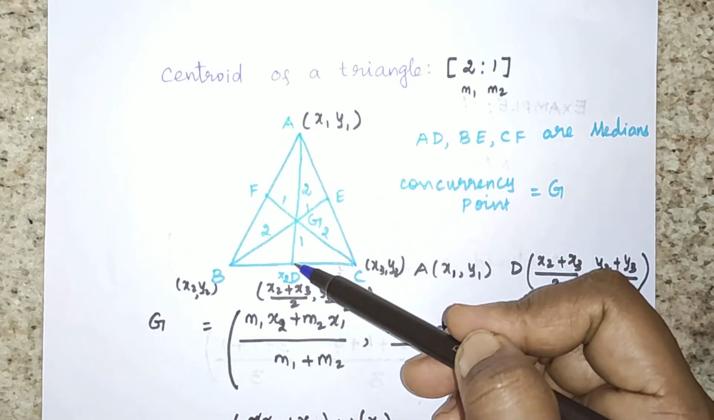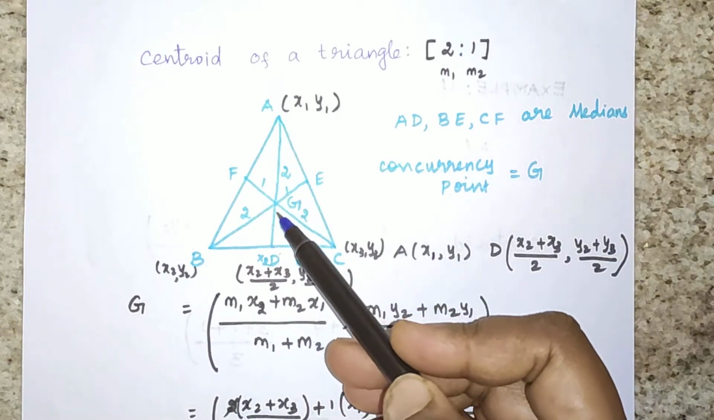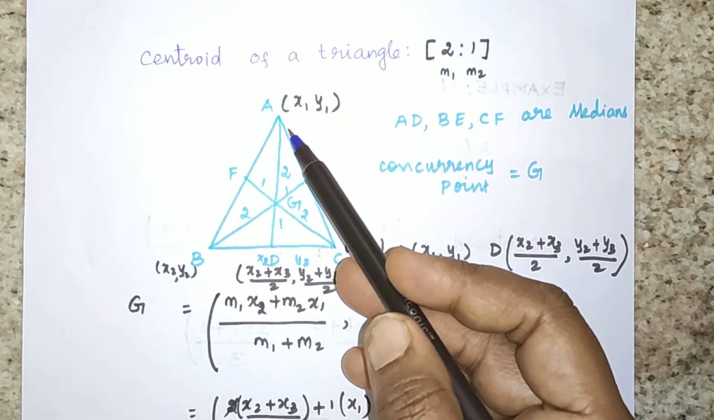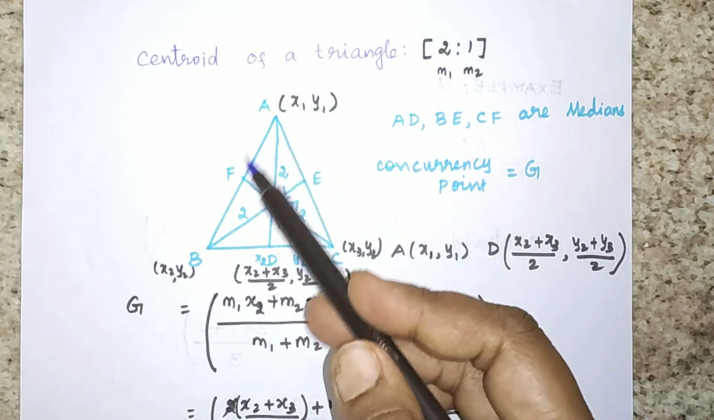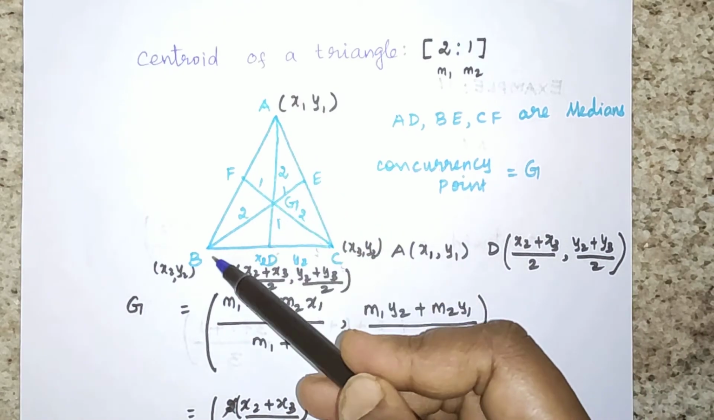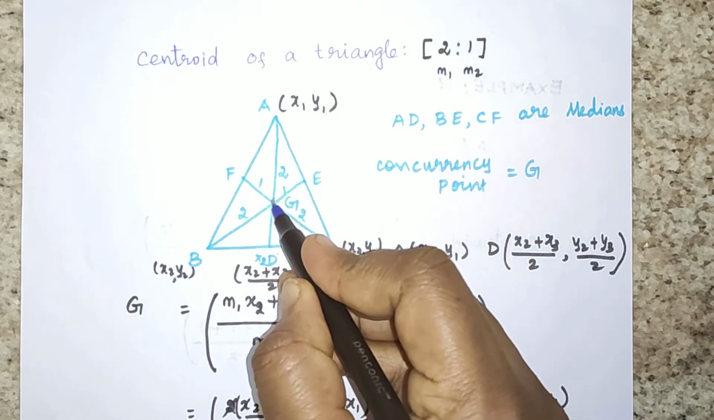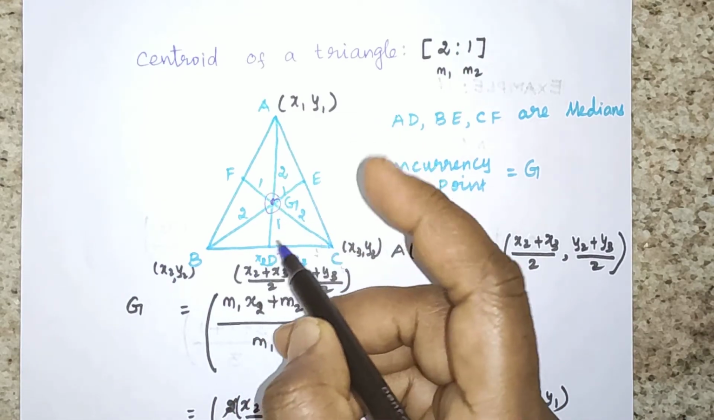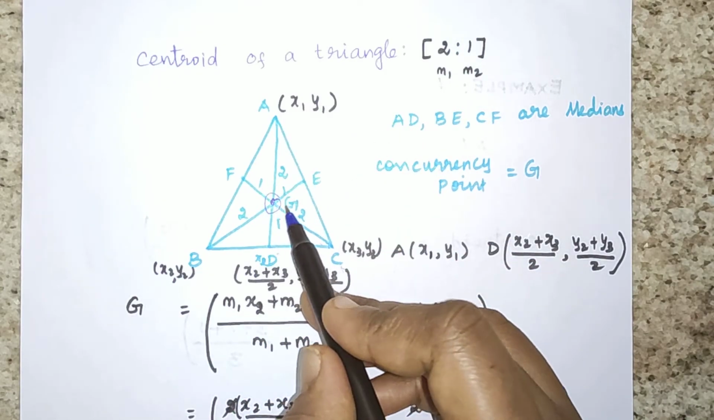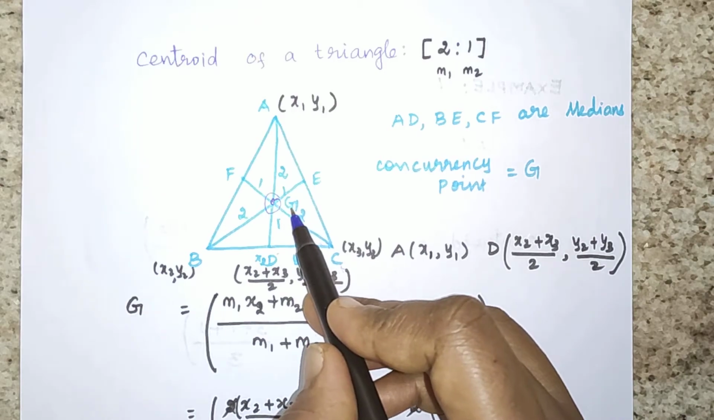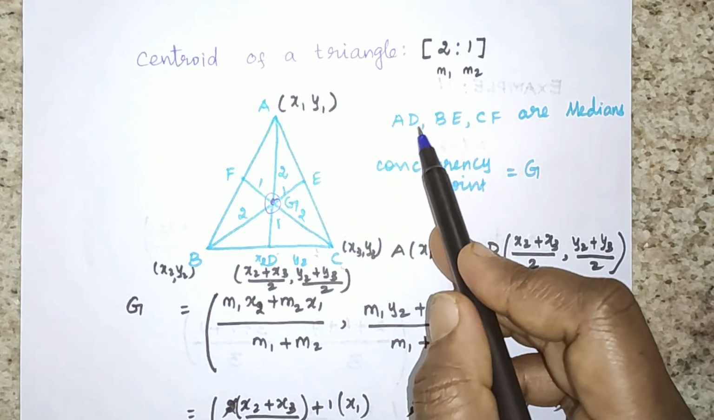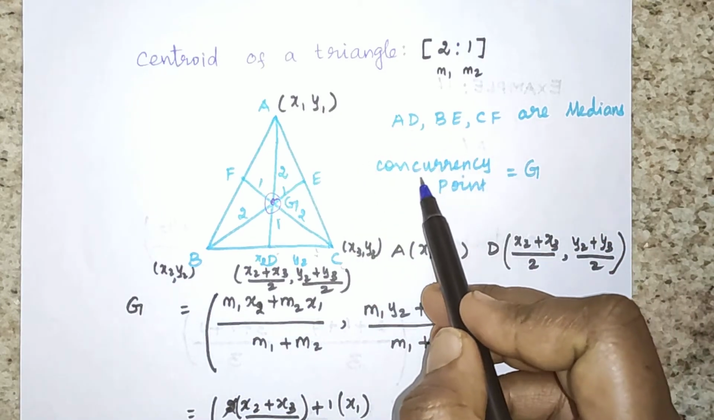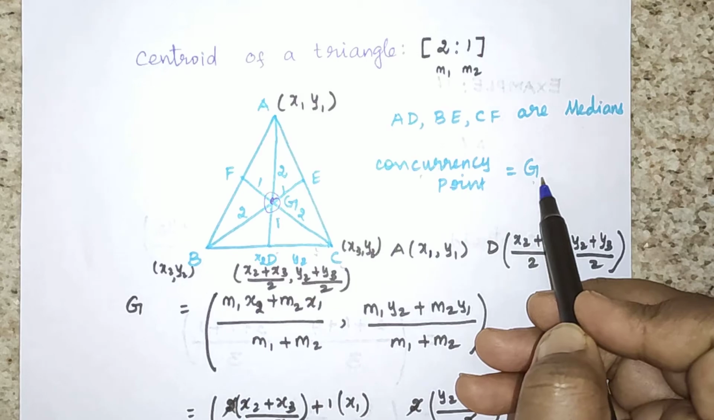So in a triangle we can draw a maximum of 3 medians, because it contains 3 vertices. These 3 medians definitely intersect at one point. That point of intersection is nothing but the centroid. We denote the centroid by capital G. In the figure AD, BE, CF are medians, and the concurrency point G is the centroid.